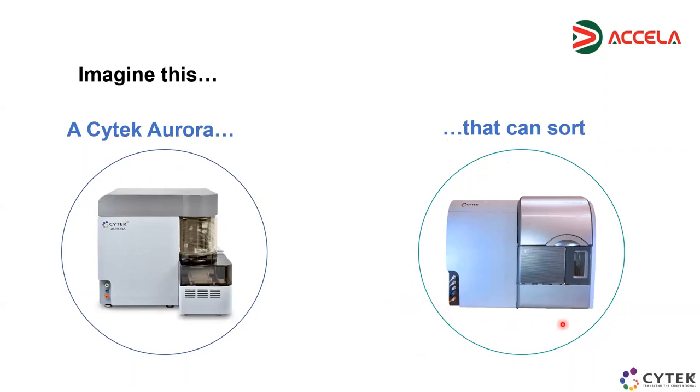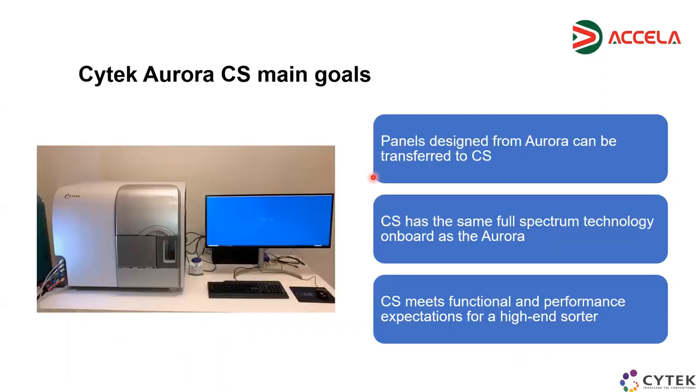As you can see, it's also quite compact, with a lot of uniqueness. Our goal with this instrument is to easily transfer existing panels developed on the Aurora, or in this case, if you have a three laser Northern Lights, into your Aurora sorter, because the Aurora sorter can also be three laser, with exactly the same optics as the Northern Lights. So we want to help the user transfer the panel design in Aurora into cell sorting. We have exactly the same full spectrum technology as the Aurora, plus we provide the performance and expectations you could have for a high-end sorter. It's not an entry-level sorter, it's really a high-end sorter built on the previously successful spectral technology.